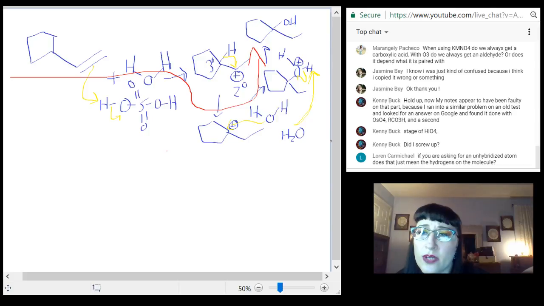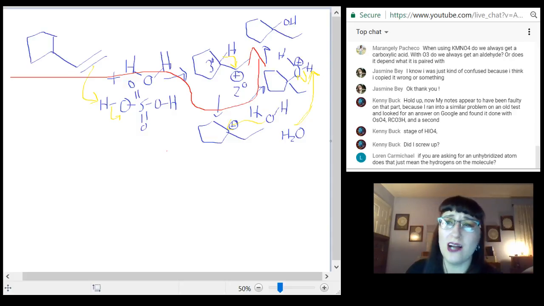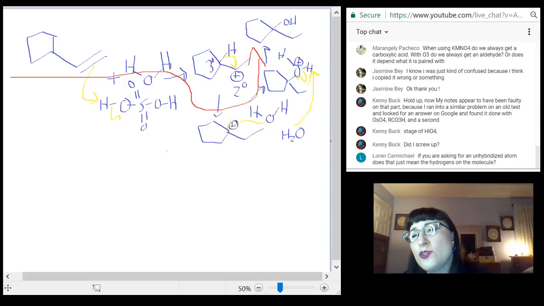There's like 1,000 different reactions that I haven't covered. If you look on Google, you will find all of them. If you're asking for an unhybridized atom, does that just mean the hydrogens? Hydrogens and halogens. So we're making the assumption that halogens won't hybridize. Sometimes they actually can. You have to experimentally determine that. Terminal oxygens, meaning carbonyl oxygens, oftentimes don't hybridize, but I'm giving you the go-ahead to make the assumption that everything hybridizes except hydrogens and halogens.